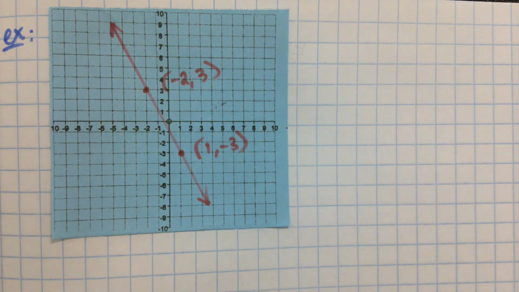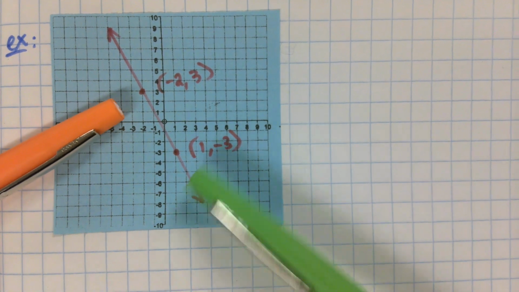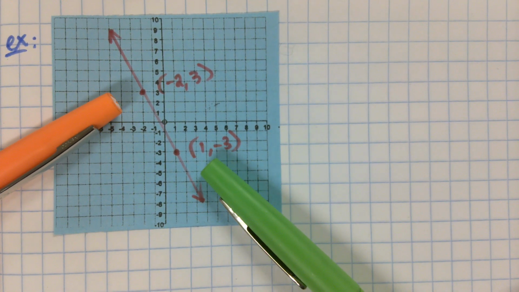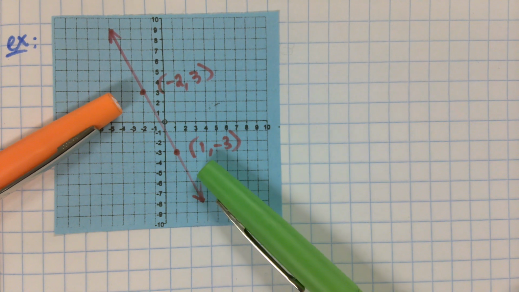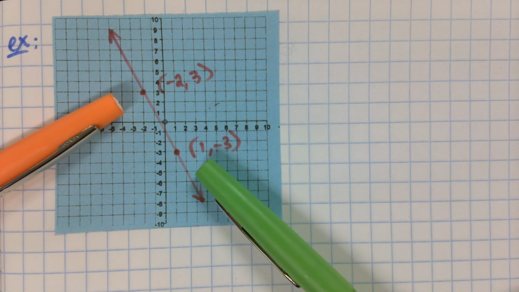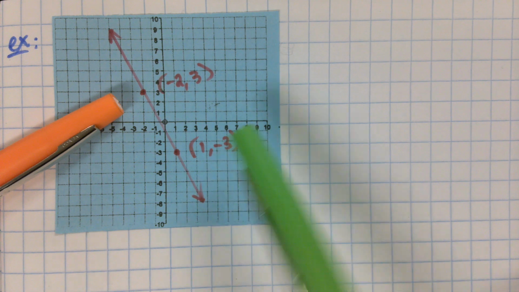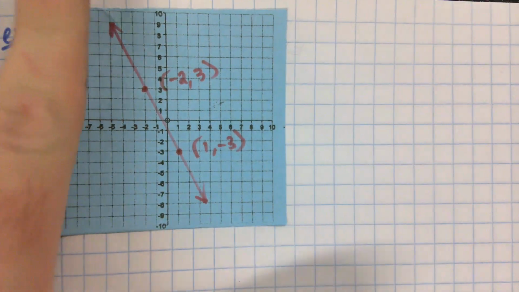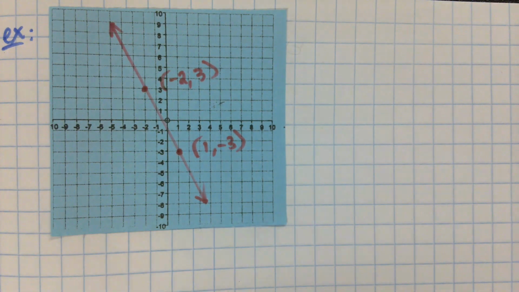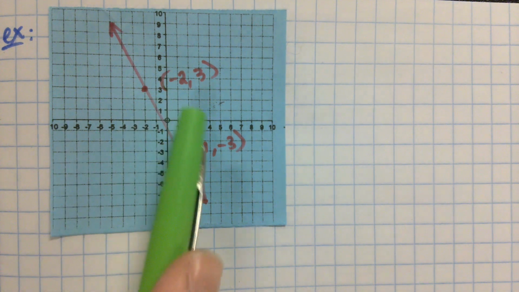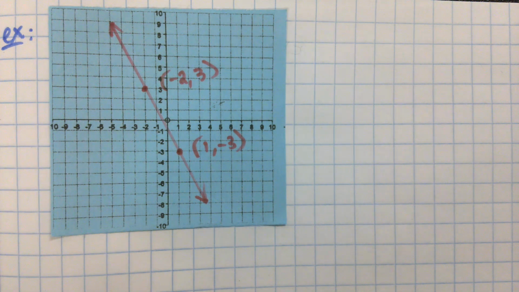So, which of these points is our starting point? -2, 3 or 1, -3? Devin? 1, -3. Is that on the left side of our graph? Oh, -2, 3. Start with the leftmost. If you forget which one is your left and right, just hold up your fingers like this. L is left, right? So we're going to start at -2, 3.